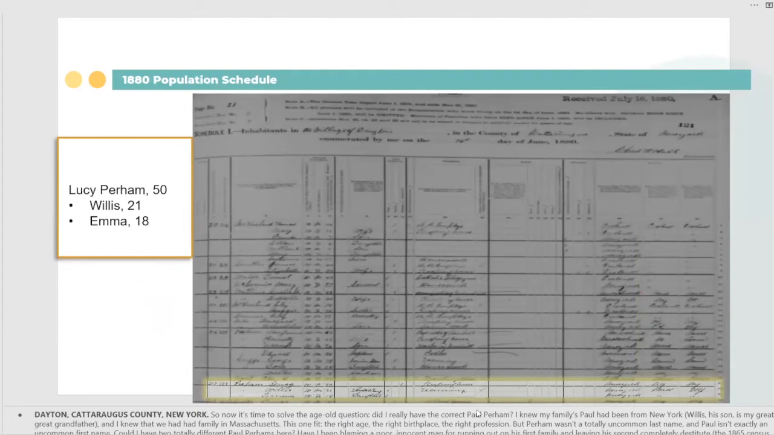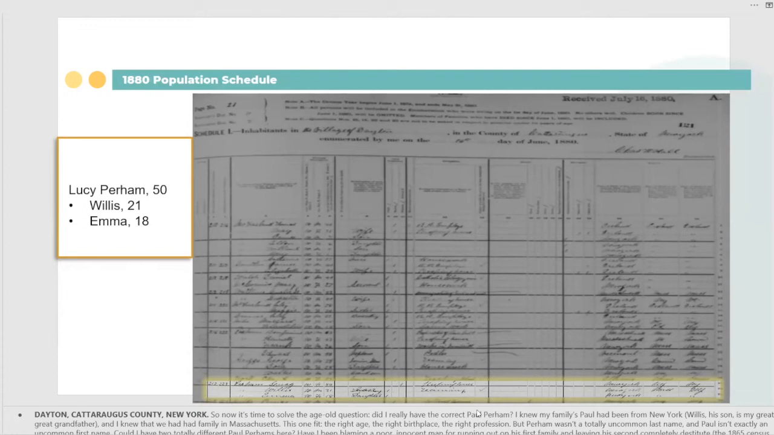So here we have Lucy, Willis, and Emma. Now it's time to answer our age-old question. Did we really have the correct Paul Parham? I knew my family's Paul had been from New York. Willis, his son, is my great-great-grandfather, and I knew that we had family in Massachusetts. This one had fit. He was the right age, the right birthplace, the right profession.